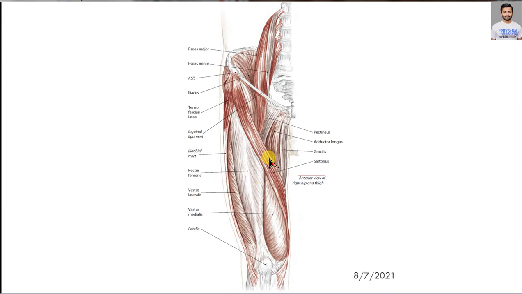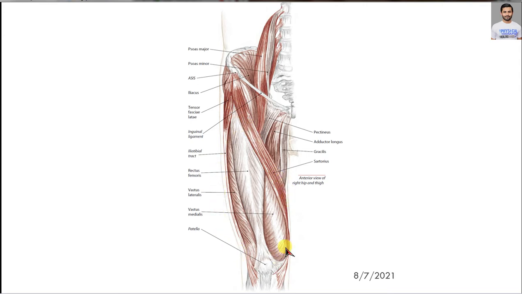Here you can see a lot of muscles can be named in this view. This is an anterior view. You can see the psoas major, and psoas minor is present in about 30 to 40% of the population, most probably 40%. And then this is the iliacus muscle. Together these are the hip flexors. This is the sartorius muscle.